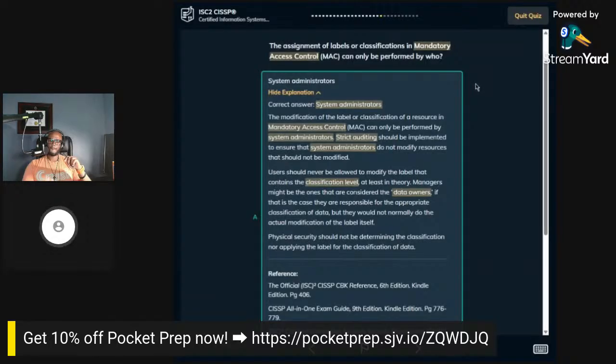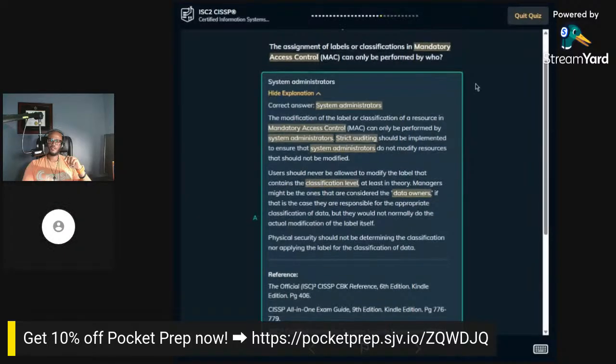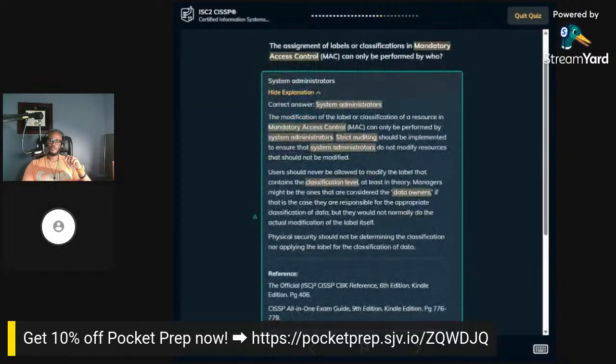Even though managers are owners, they wouldn't do the modifications. They can only assign them, but the performance would be more on the system admins, which would be most like custodians. Hmm. I definitely read that as the owner role. Like they're the ones that assign it, because even the question doesn't say anything about modifying it. Yeah, but it said perform, and that's what throws everybody off.